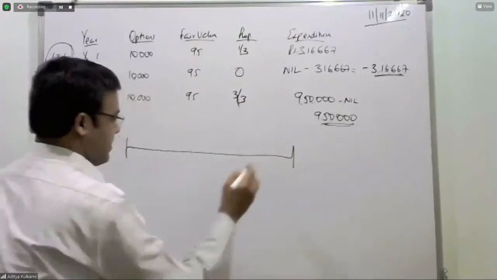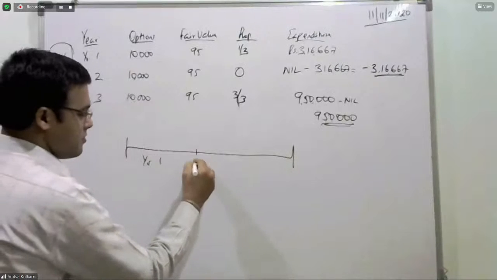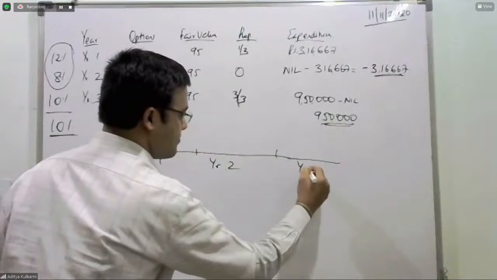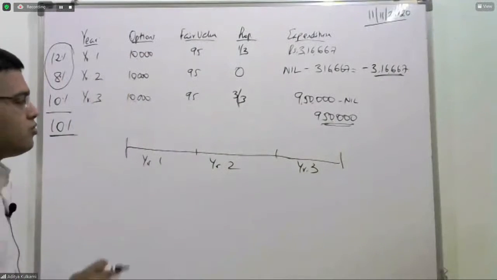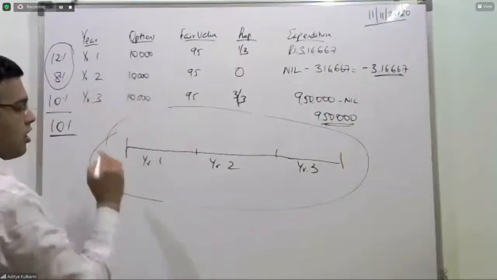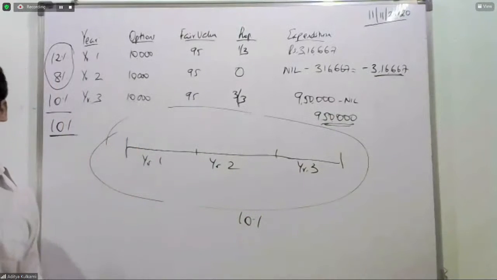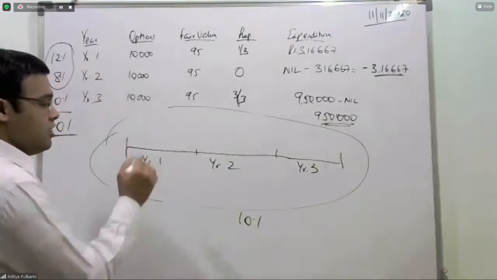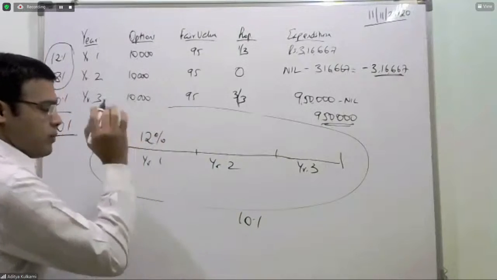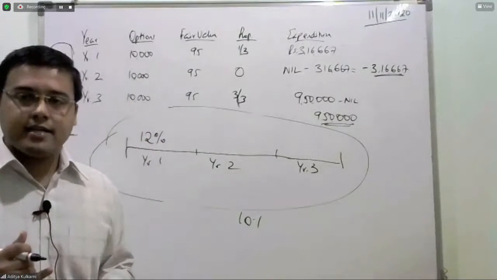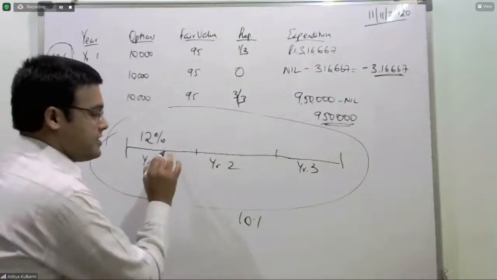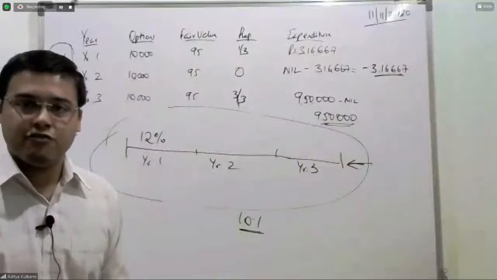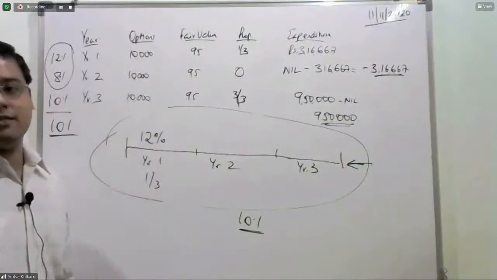This is your timeline. Year 1, year 2, and year 3. All right. Now you have to get an average cost reduction of 10% over 3 years. First year, I got 12%. What I think now as the management, I will achieve this target at the end of year 3. Therefore, 1 by 3 expense is charged.